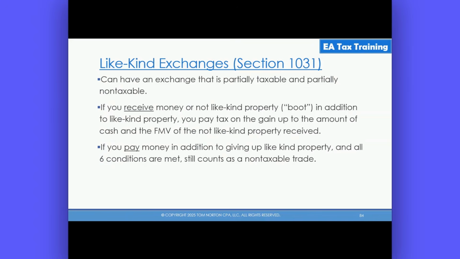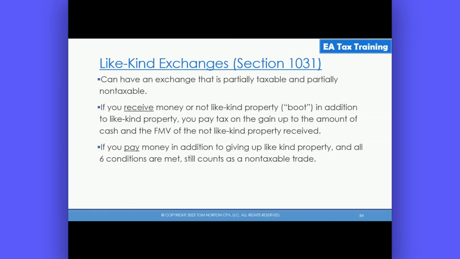Now, it is possible to have a like kind exchange that is partially taxable and partially not taxable. That happens if you receive, in addition to property, money or not like kind property. That money and not like kind property we call boot. So if you receive any boot in addition to the like kind property, then you do have to pay tax on the gain up to the amount of the boot.